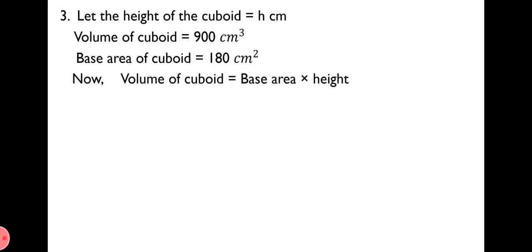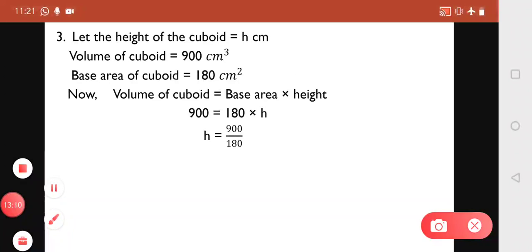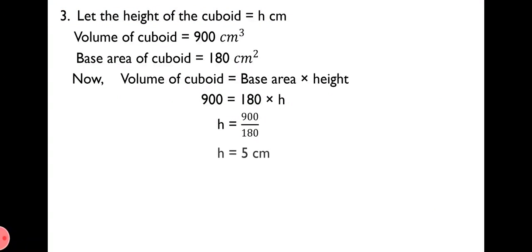Now we know volume of cuboid is base area into height. Let's insert the values, that is 900 equal to 180 into h. So h equal to 900 divided by 180. Here again you can reduce this, 0, 0 will cut, and 18 ones are 18 and 18 fives are 90. So we'll get height h equal to 5 centimeter. Yes. Next question, that is question number 4.